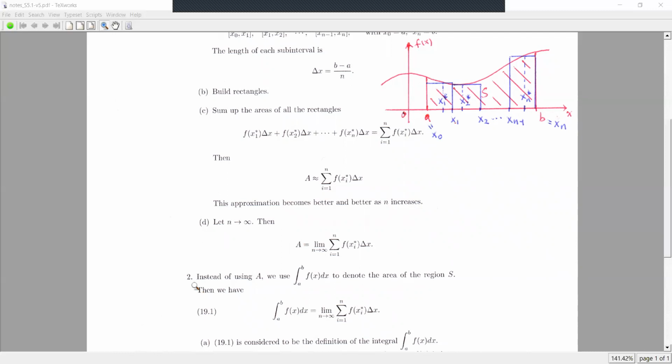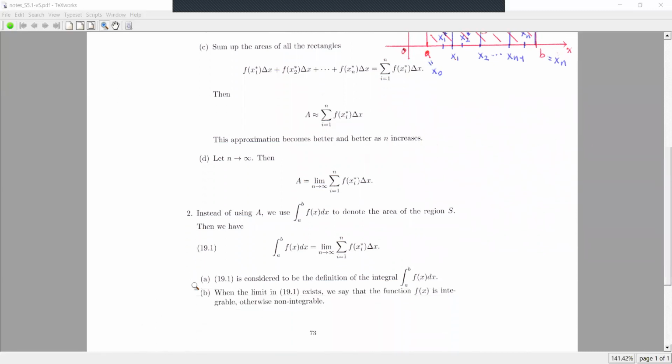Now, review number 2. A, this letter contains only a little information. What is A? A just means area. Instead of using A, we usually use this integral notation to denote the area of the region S. This integral notation, as we have seen in the last class, contains information about the 4 steps.